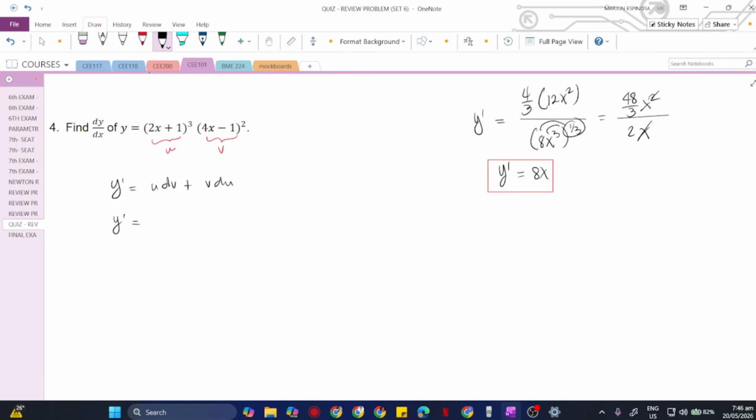So for y prime, we copy u, 2x plus 1 cubed, and the derivative of v with respect to x will become 2, bring down the 2, 4x minus 1, and the derivative of 4x will be equivalent to 4. Plus our v, let's copy 4x minus 1 squared. Then the derivative of u, bring down the 3, then we have here 2x plus 1 squared.